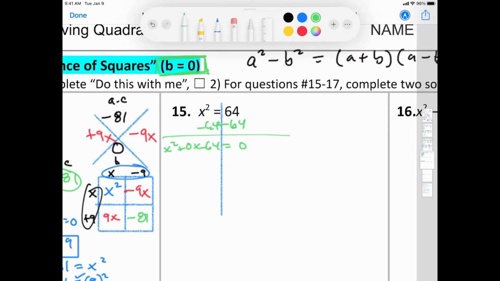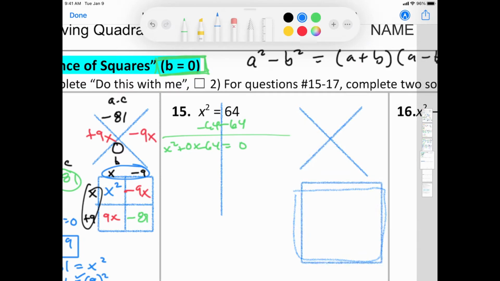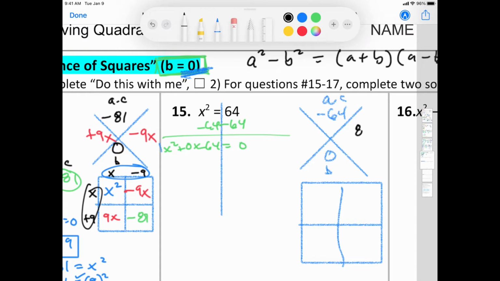Remember, b is 0 here. So a is 1, c is negative 64. My b value is 0, that's why I said that the b here is 0. And two numbers that multiply are 8 and 8, and if you recognize that these will always be the same number, but one's positive and one's negative, so they multiply to be negative 64 and add to be 0. That is the middle term, 0x.